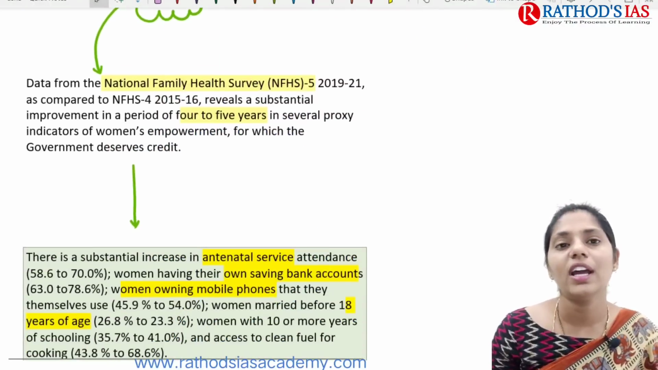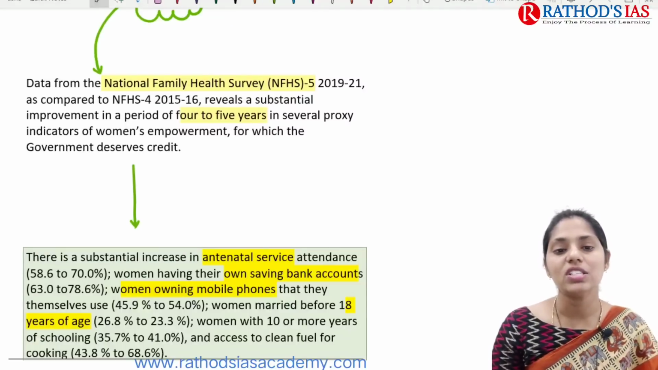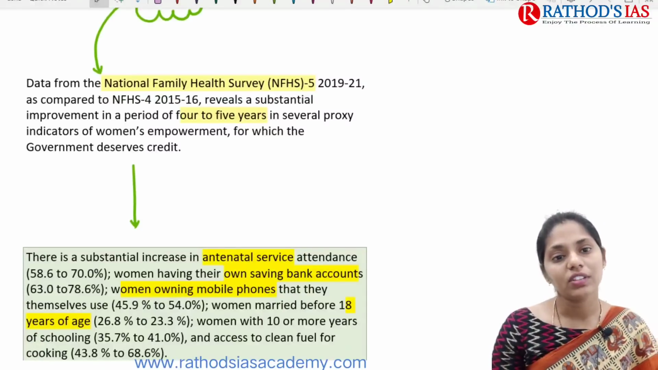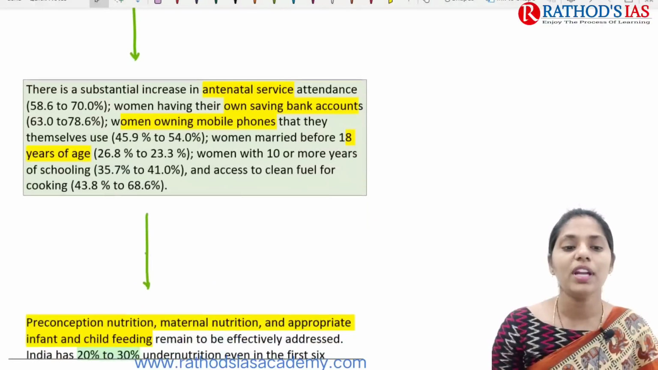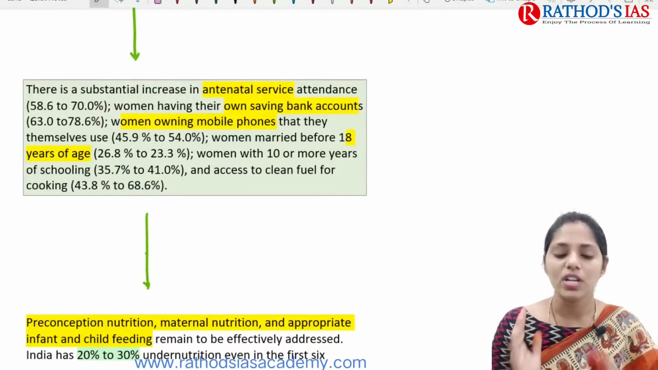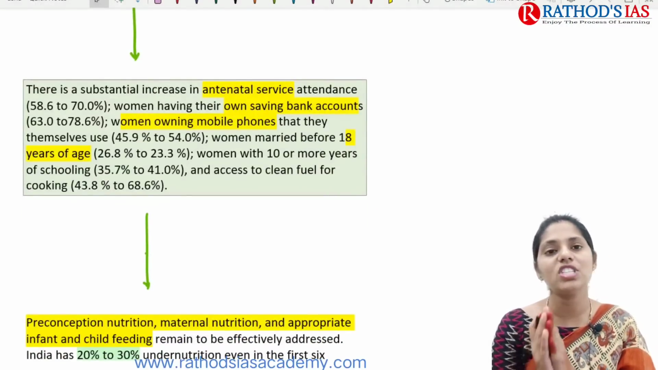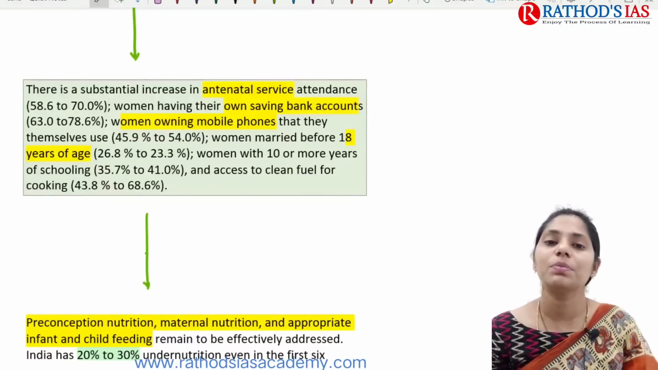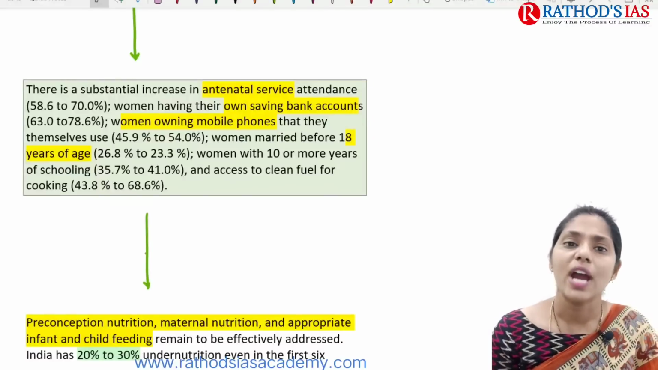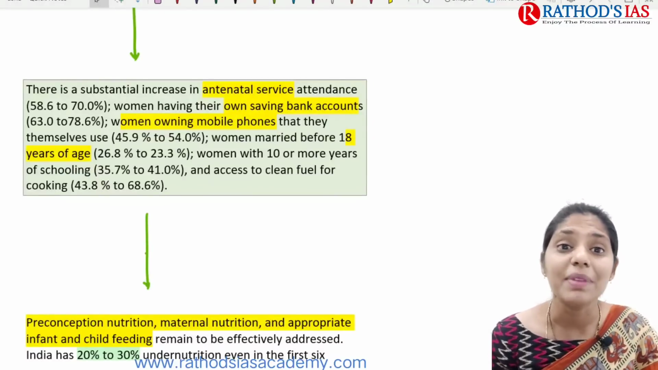And if you're talking about data, according to this National Family Health Survey 5, it mainly said that there is a substantial improvement seen in stunting and as well as wasting. Especially we need to focus on antenatal care, means once the woman became pregnant, she needs to have some expert advice, that is called antenatal care. So antenatal care attendance has also increased.